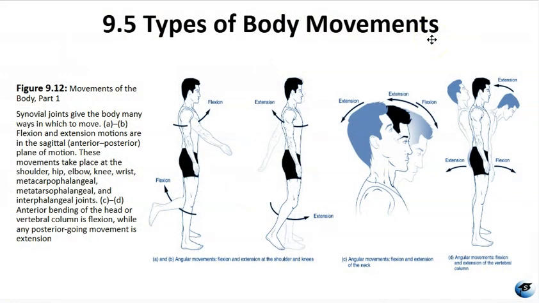Figure 9.12 illustrates flexion and extension, where we are in the sagittal plane of motion, and that's how the shoulder, hip, elbow, knee, wrist, metacarpophalangeal, metatarsophalangeal, and interphalangeal joints move. Anterior bending of the head or vertebral column is called flexion, and posterior bending, any type of movement where you're bending posteriorly, is called extension.